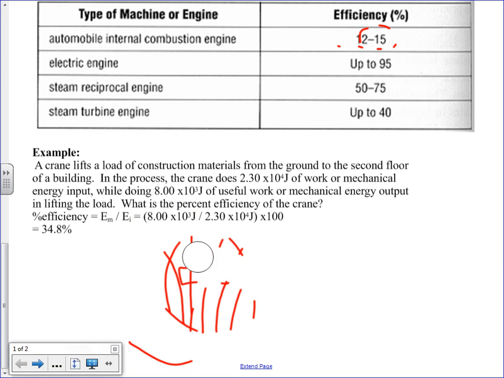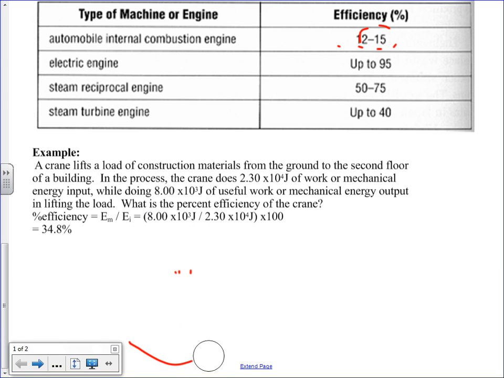An efficiency example. If I'm going to have you do an efficiency example on the unit exam, it is not going to be a written response question. It would be a multiple choice question because it's a pretty easy calculation. All right, so we've got a crane lifting a load of construction materials from the ground to the second floor of a building. In the process, the crane does 2.30 times 10 to the 4 joules of work while doing 8.0 times 10 to the 3 joules of useful work.